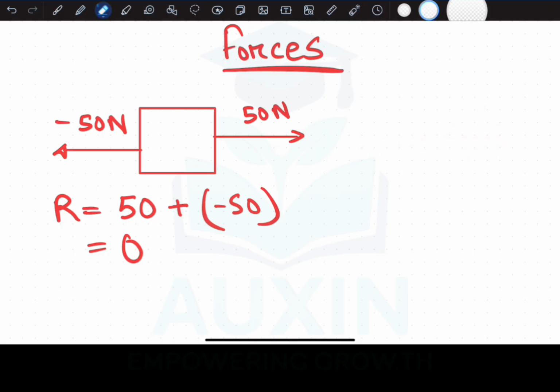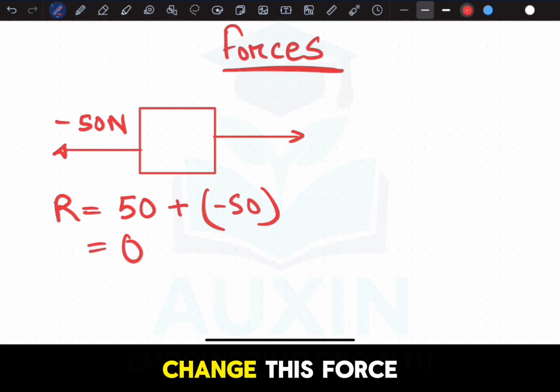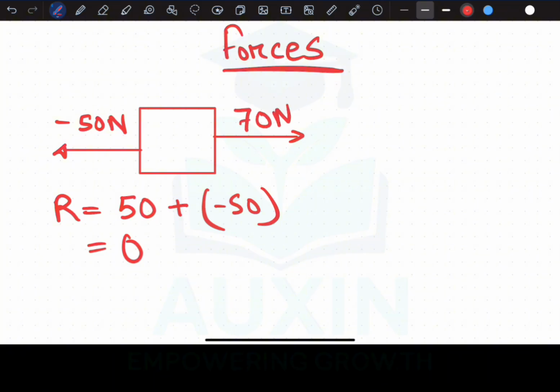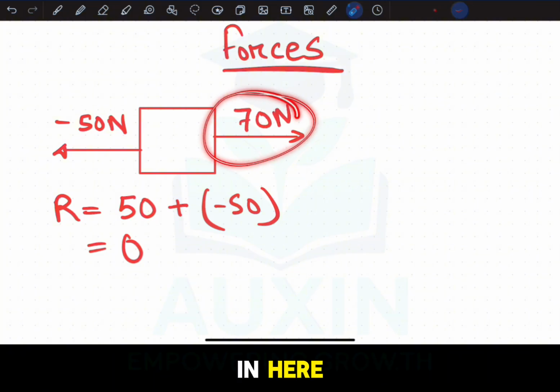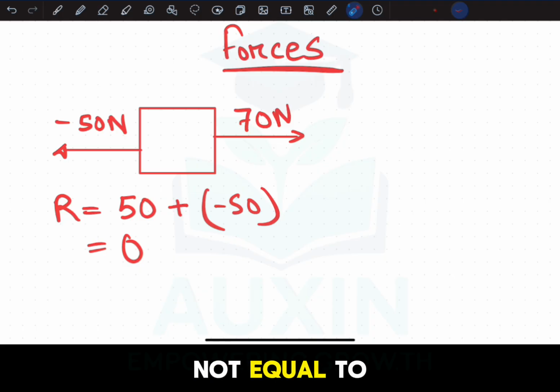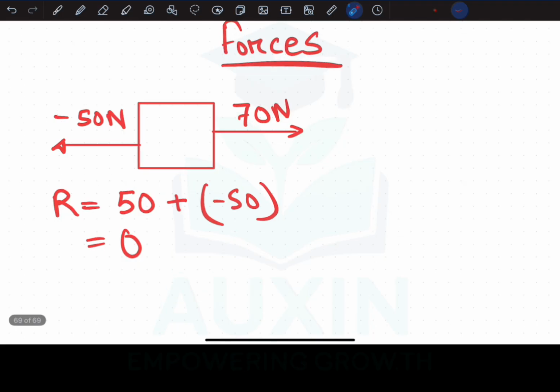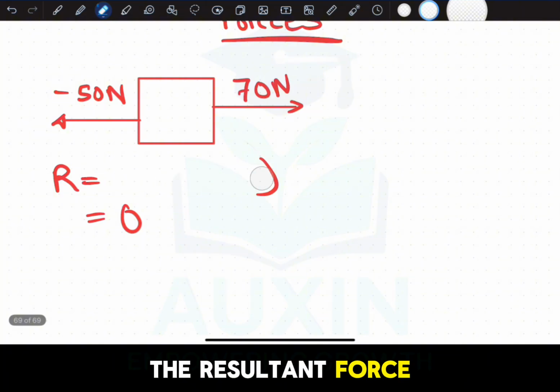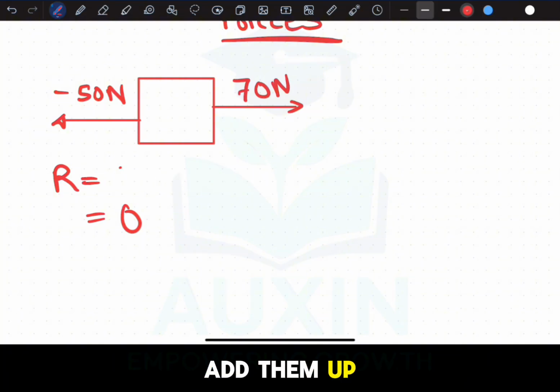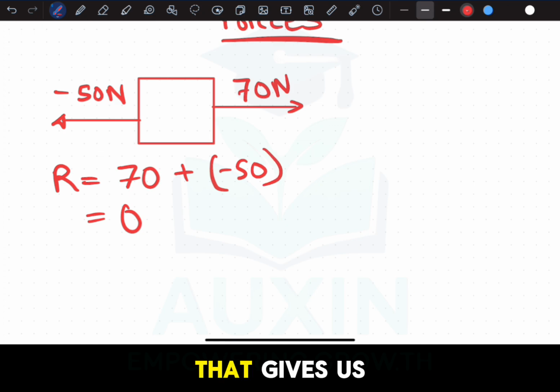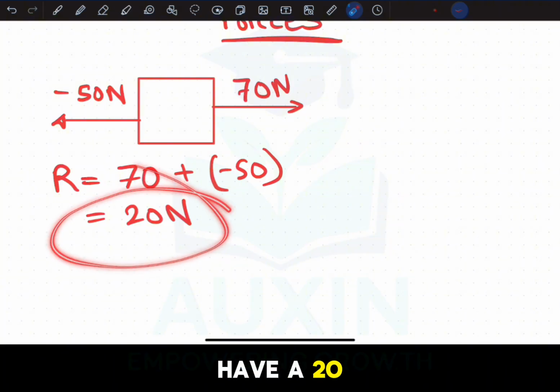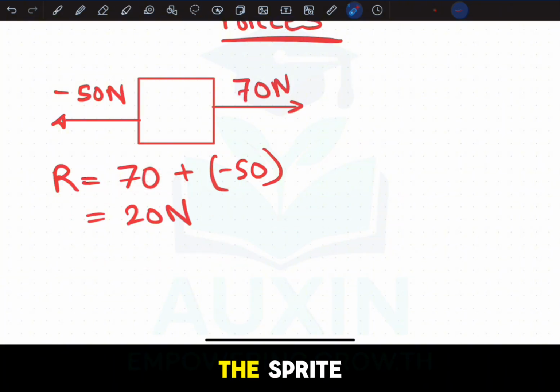So let me just change this force to 70 Newton. Now we have a greater force in here, right, than this one. So they are not equal to each other. They are still opposite but not equal to each other. So if I have to find the resultant force, I will again add them up, 70 plus minus 50. That gives us 20 Newton, right? So now we have a 20 Newton resultant to the right.